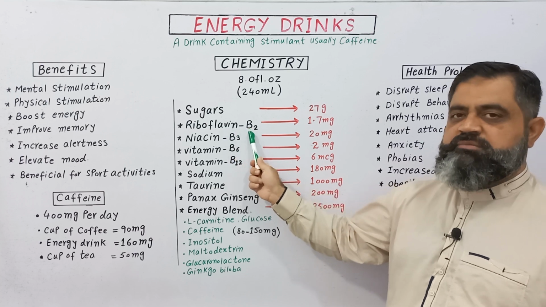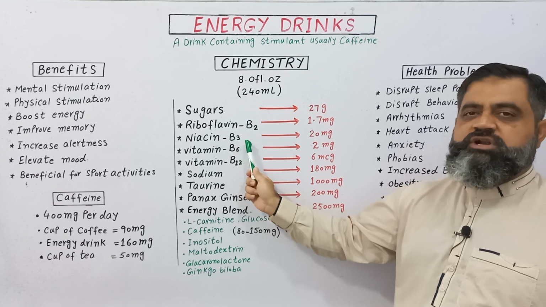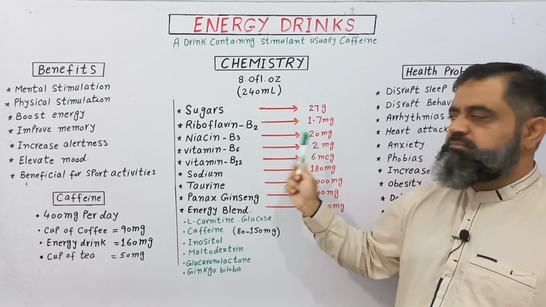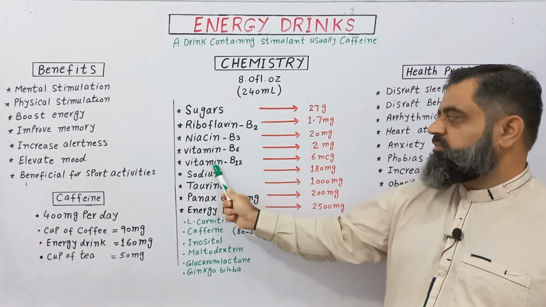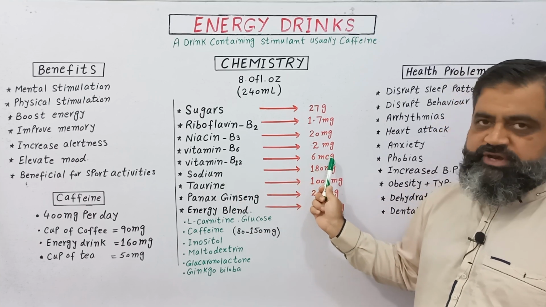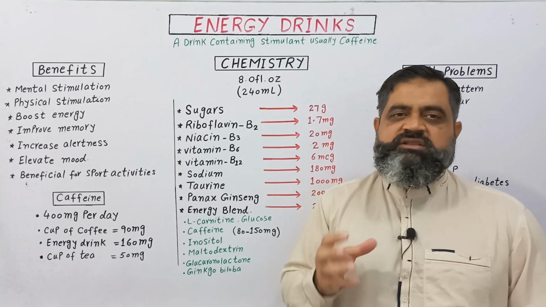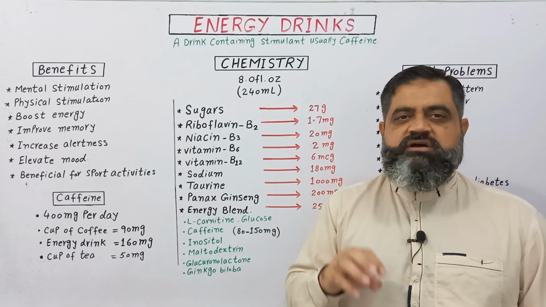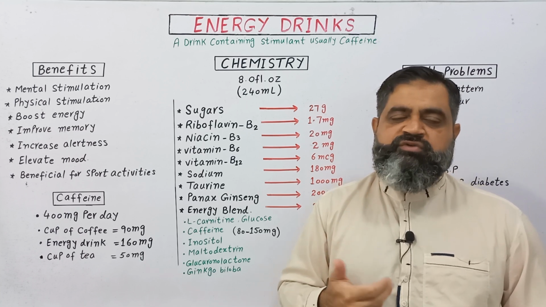Riboflavin, which is vitamin B2, 1.7 milligram. Niacin, which is vitamin B3, 20 milligram. Vitamin B6, which is 2 milligram. Vitamin B12, 6 microgram. So these are the vitamins which are known as B complex. They are added inside the energy drinks, which play a very important role for your health.